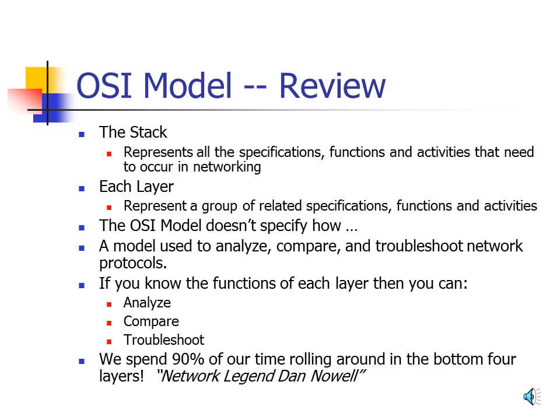The OSI model review. Now remember, we talked about the stack, and remember the stack, all 7 layers, represent all of the specifications, functions, and activities that need to occur in order to have successful networking. Now remember, each layer represents a group or a subset of related specifications and functions that need to occur. And each layer has a different set of related specifications, functions, and activities.